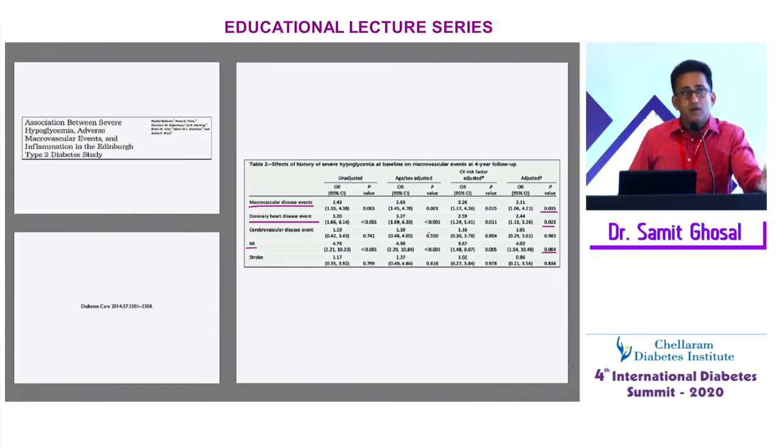These patients were followed up for 4 years. And you find that there is a significant increase in macrovascular disease, coronary heart disease, and MI in those who have even one episode of severe hypoglycemia in the past.